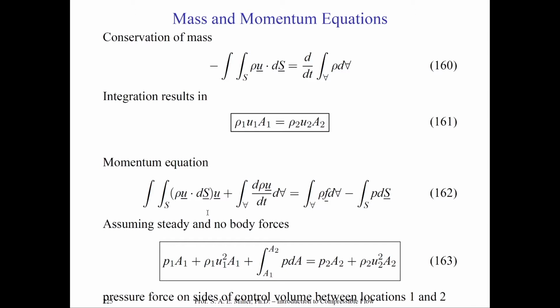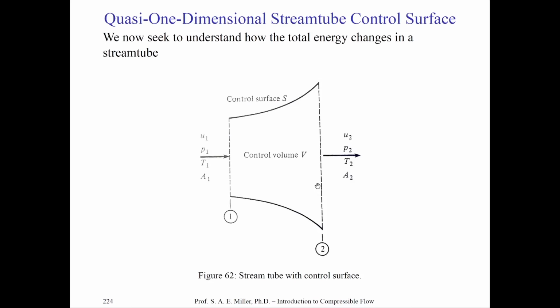I suggest if you don't see these steps that you try out these integrals yourself. We're doing nothing but saying that u is uniform across the surface and replacing these integrals with simply the area. For example, this is rho 1 u1 squared because there are two u's, times A1, and the sign is placed so that the mass flux is into the domain. And then the mass flux out of the domain at side 2 is moved to the right-hand side.